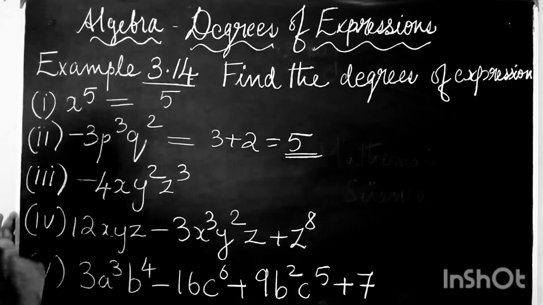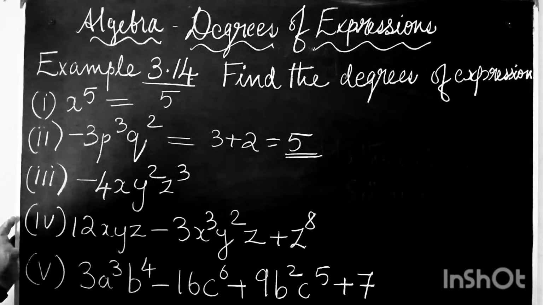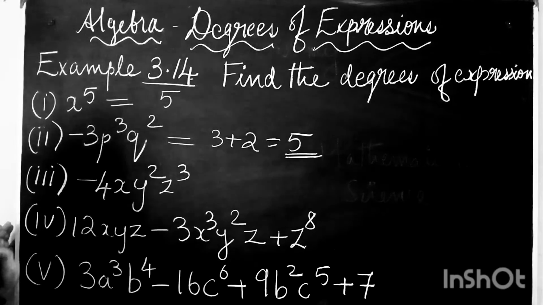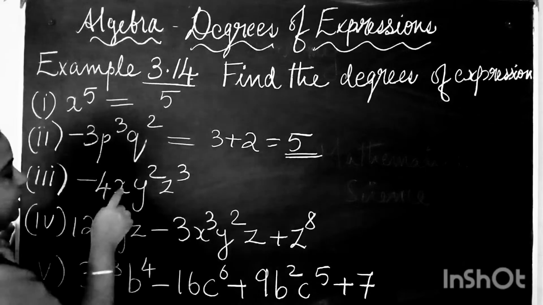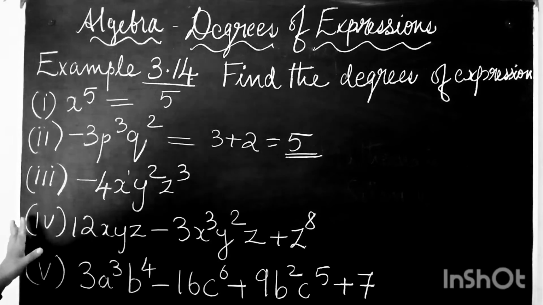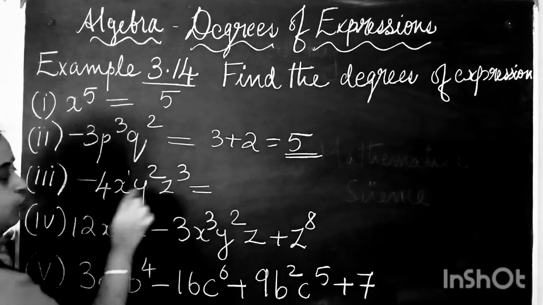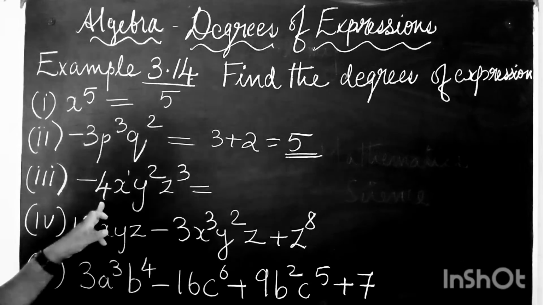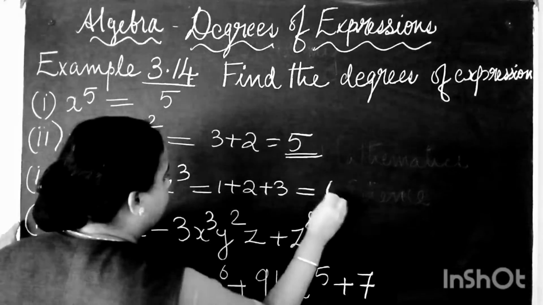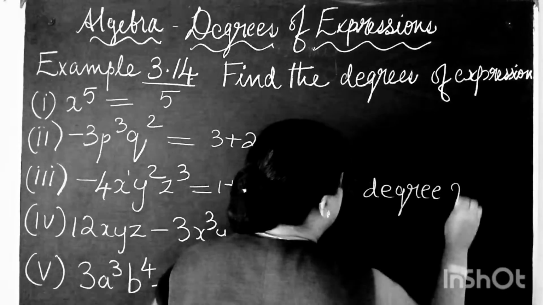Okay, now look at the third one. The third one is an example of a 3-variable algebraic expression: x variable, y variable and z variable. Now let us count the powers of these variables. For the x variable there is no power written, so we can just consider it as 1. Then for the y variable the power is 2, for the z variable the power is 3. So you just add the powers of all these 3 variables in this term. 1 plus 2 plus 3 is equal to 6. So the degree of the expression is 6.